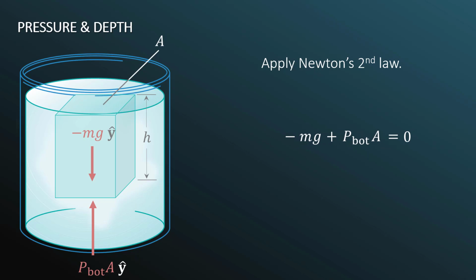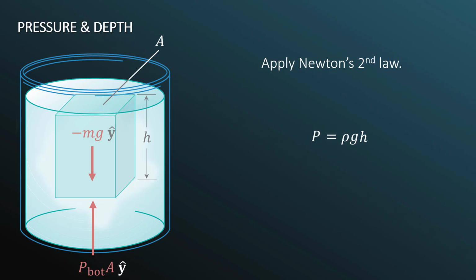Remember, the mass can be written in terms of the density of a substance, as we saw in the previous chapter. So this mass can be written as the density multiplied by the volume. So let's substitute that in. Volume can be written in terms of the area of our parcel and the height of the parcel. So let's substitute that in now. The area A is common in both terms, so we divide both sides by A. Then we solve for the pressure, and we can remove the subscript.